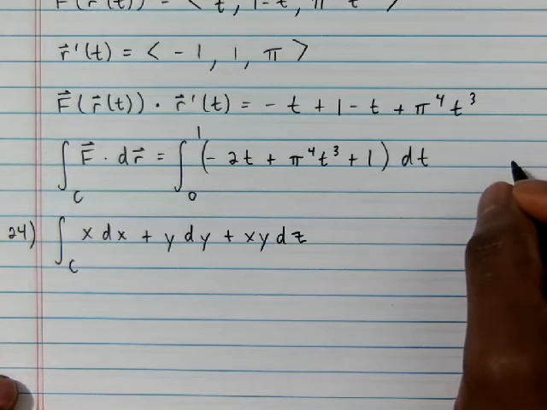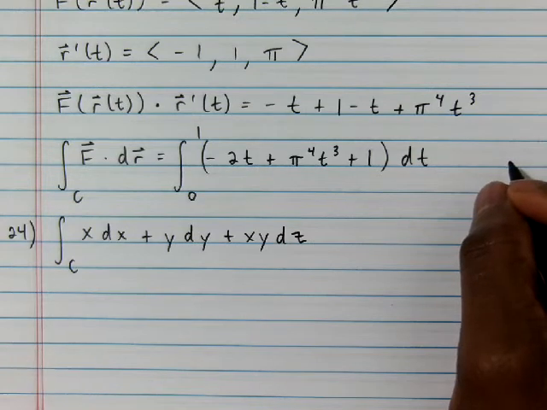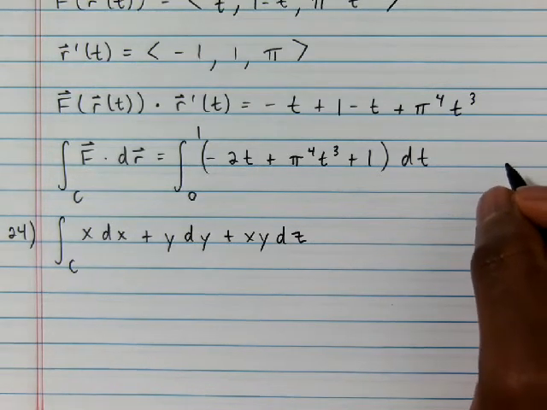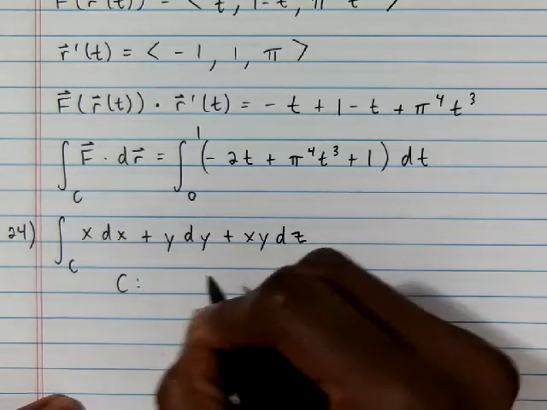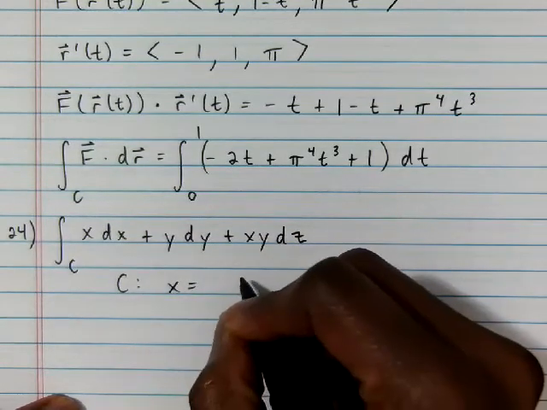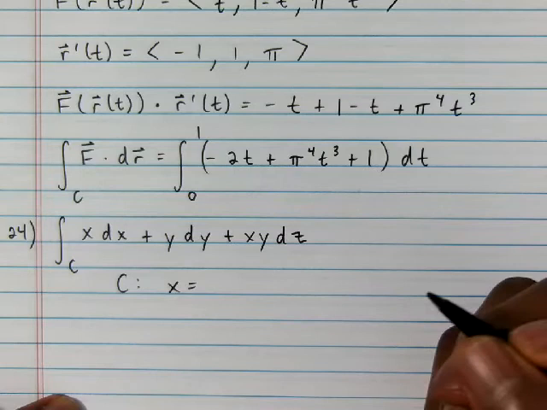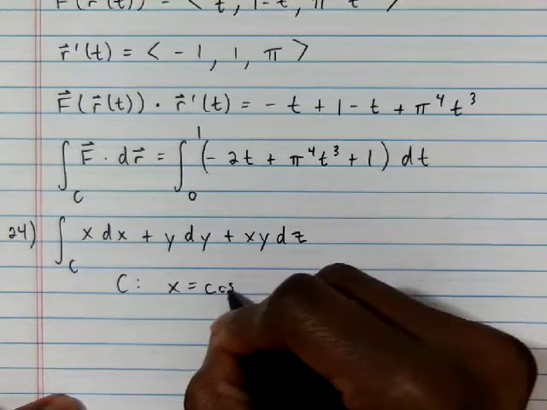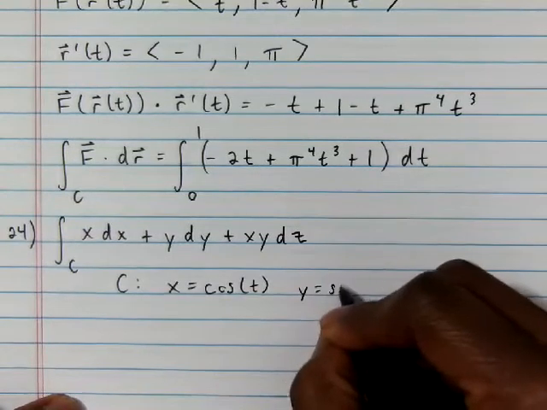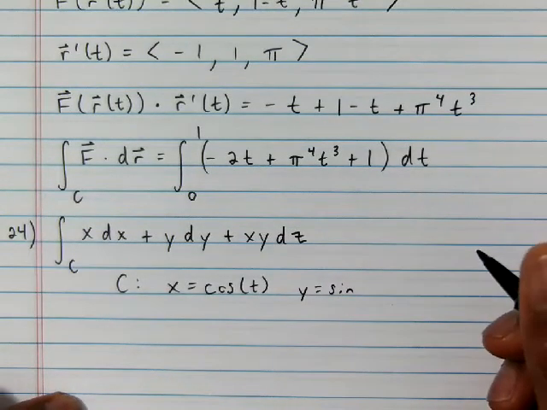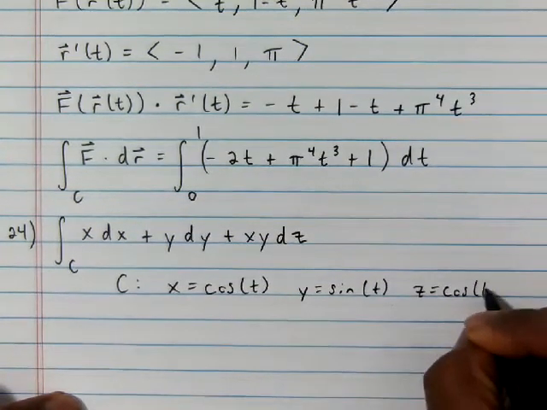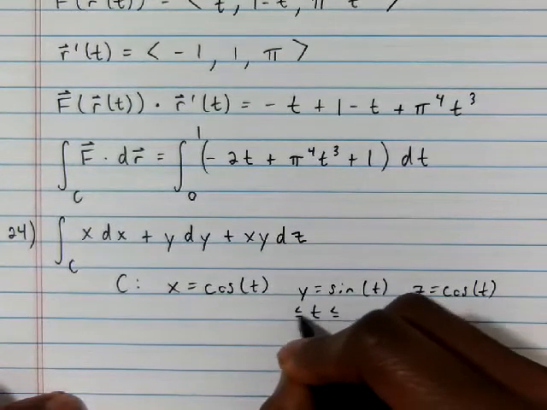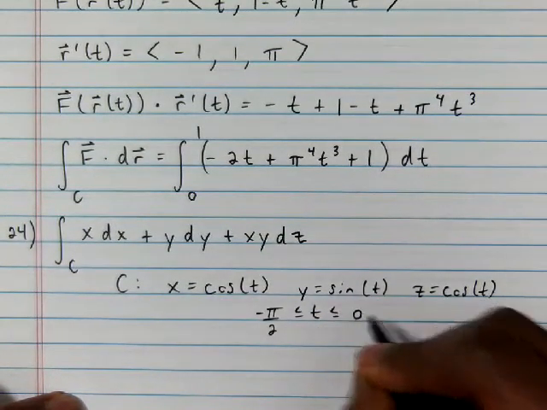where C is parameterized by R of t equals cosine t i plus sine t j plus cosine t k for t between negative pi over 2 and 0. So the curve C, our parametric equation: x equals cosine of t, y equals sine of t, and z is cosine of t, and t varies from negative pi over 2 to 0.